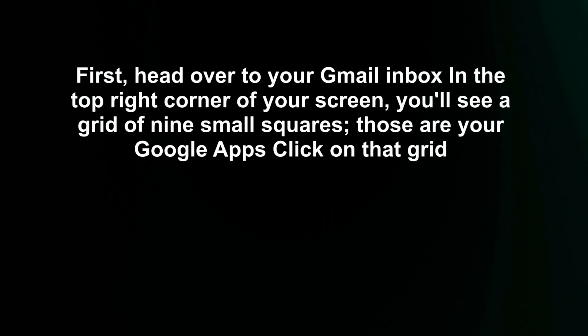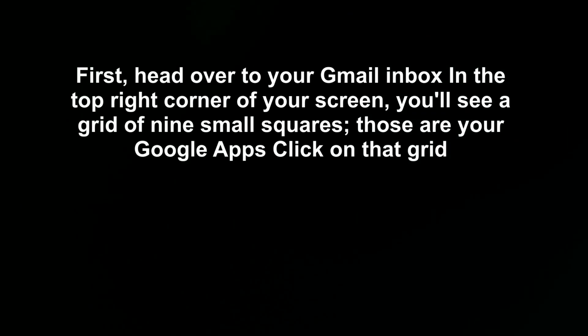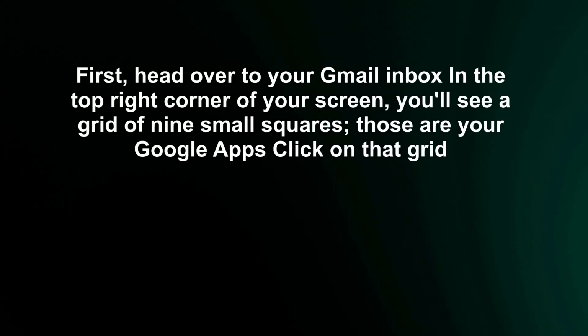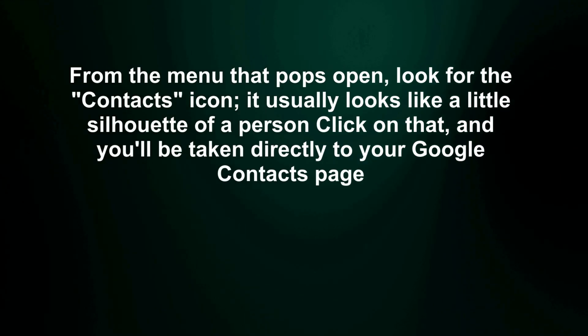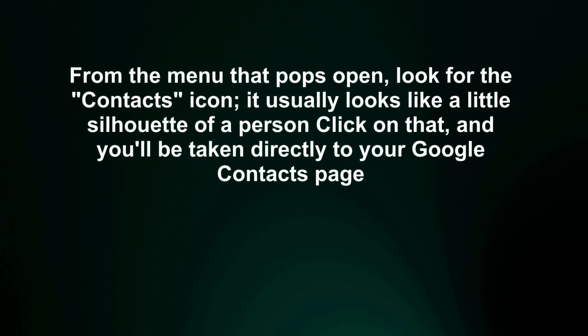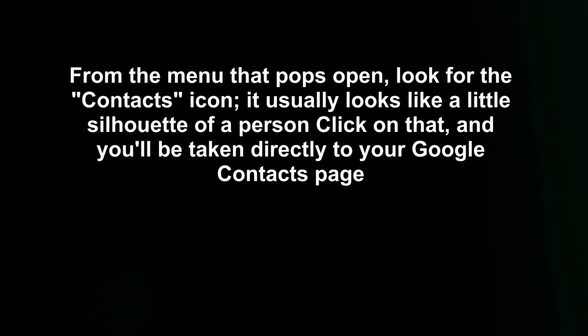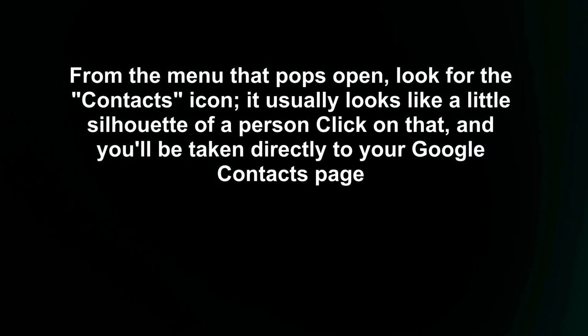First, head over to your Gmail inbox. In the top right corner of your screen, you'll see a grid of 9 small squares. Those are your Google apps. Click on that grid. From the menu that pops open, look for the contacts icon. It usually looks like a little silhouette of a person. Click on that, and you'll be taken directly to your Google Contacts page.